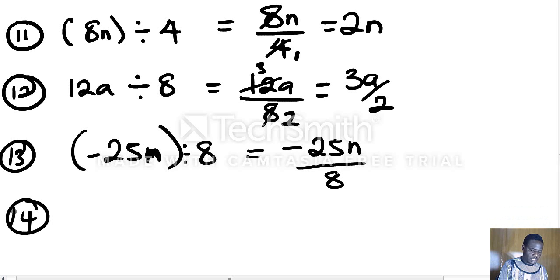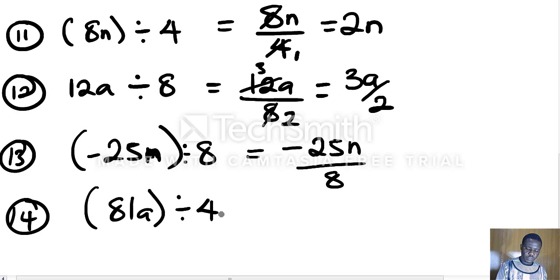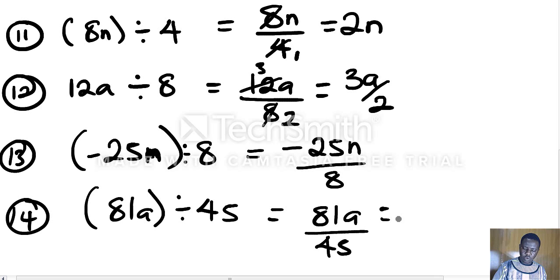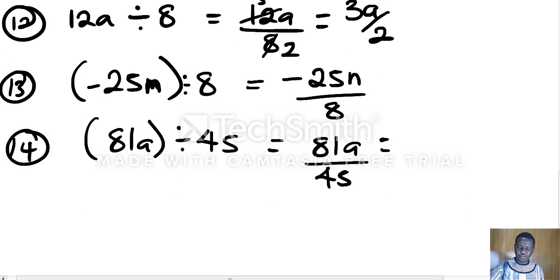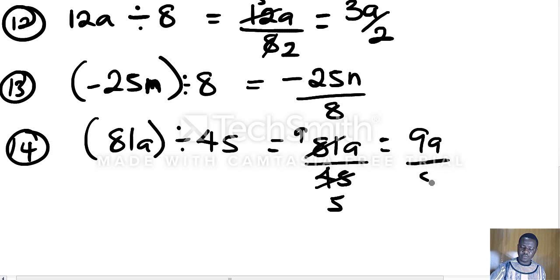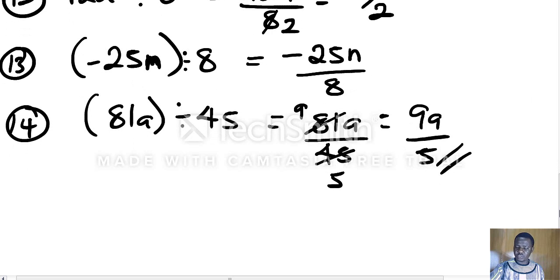Number 14 says 81a divided by 45. Expressing it as a fraction gives us 81a over 45. Look for the common factor that can divide both 81 and 45. That will be 9. 9 into 45 is 5, and 9 into 81 is 9, leaving us with 9a over 5 as your answer.